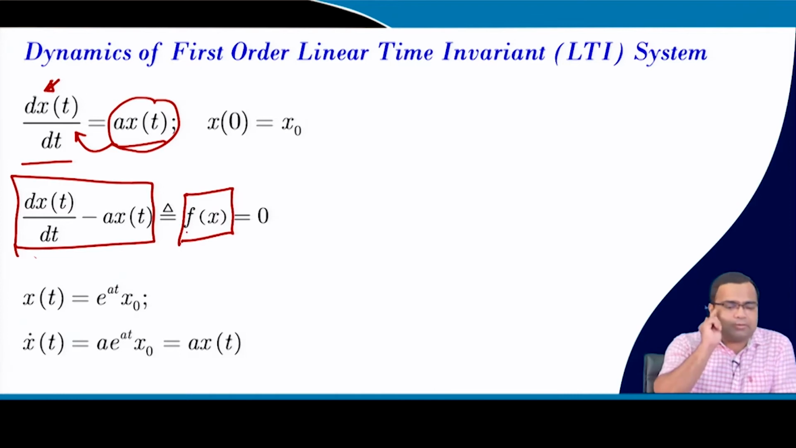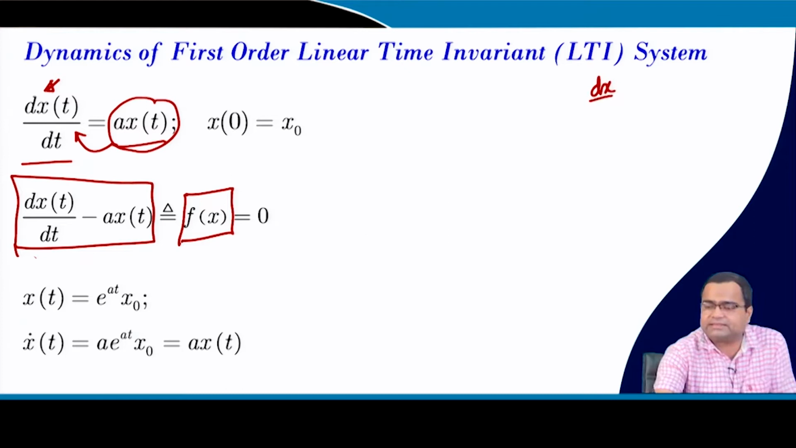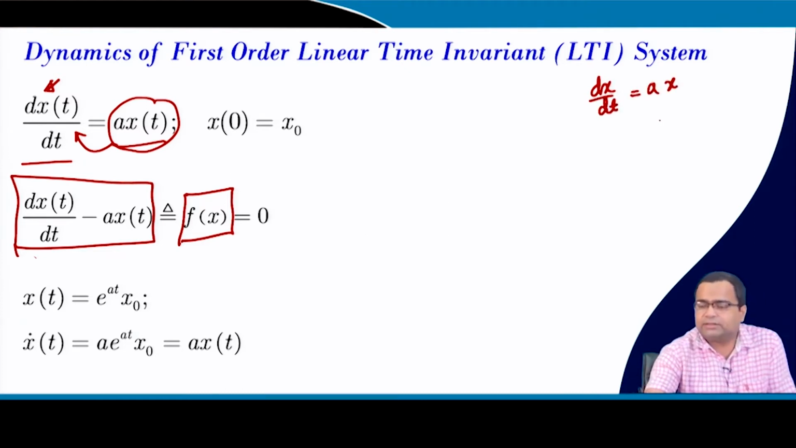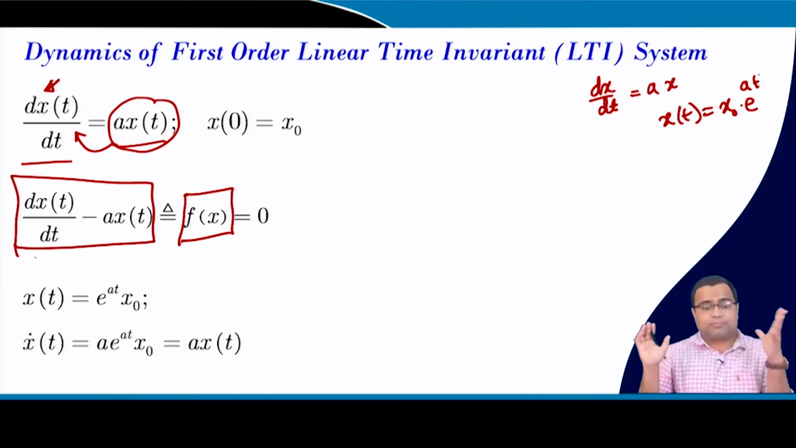Now, if we solve this first order differential equation, dx dt is equal to a into x, then you will get x of t is nothing but x of 0 into e to the power a t. This is a standard form, right.